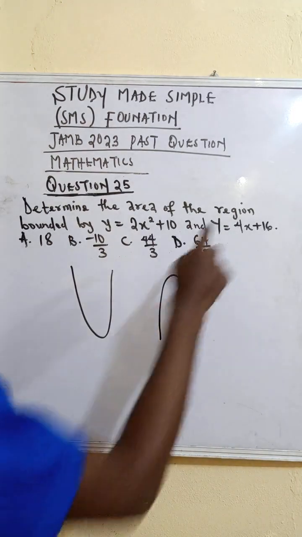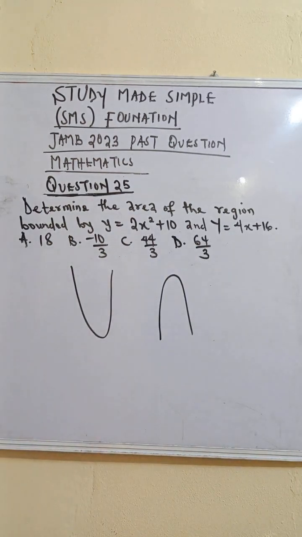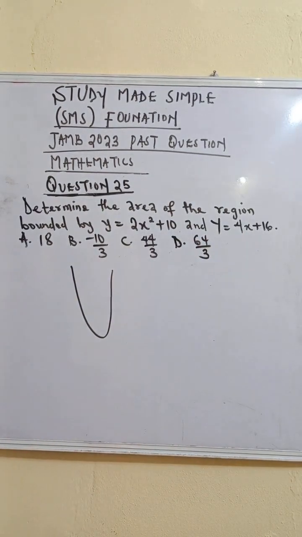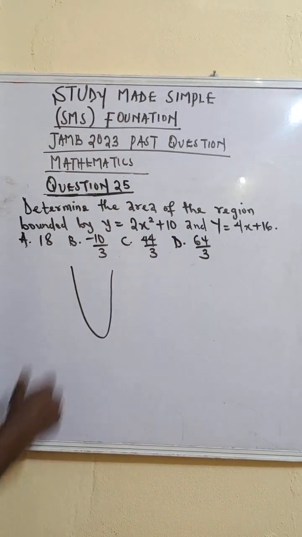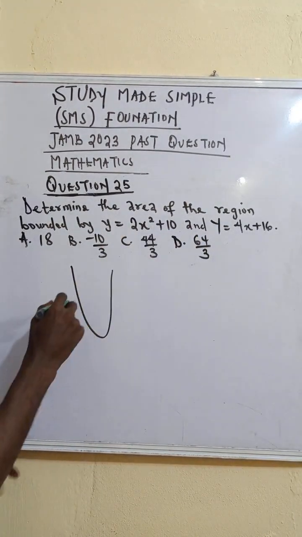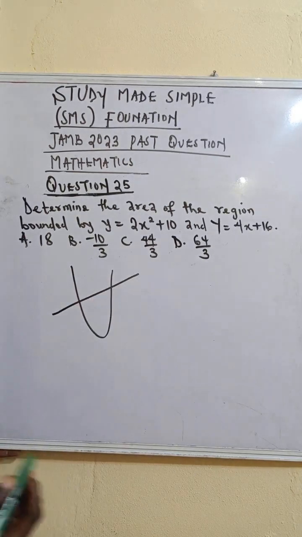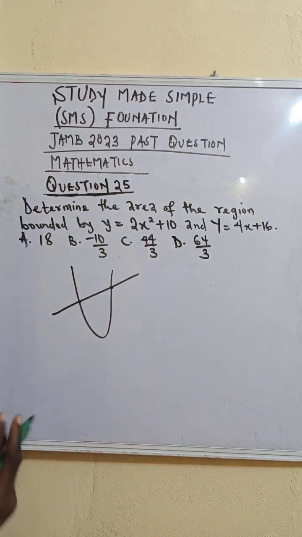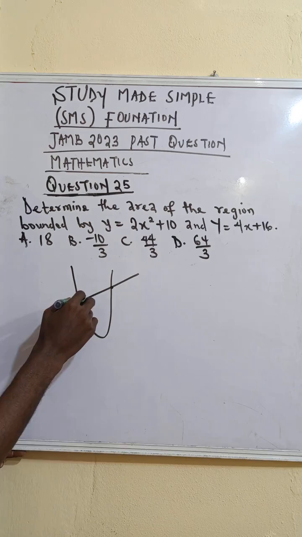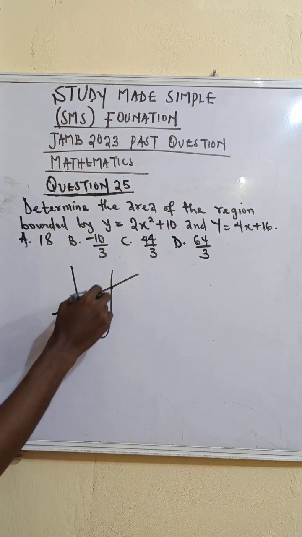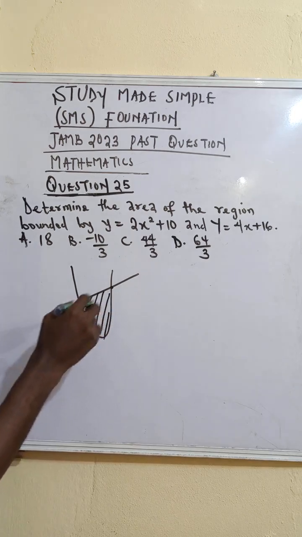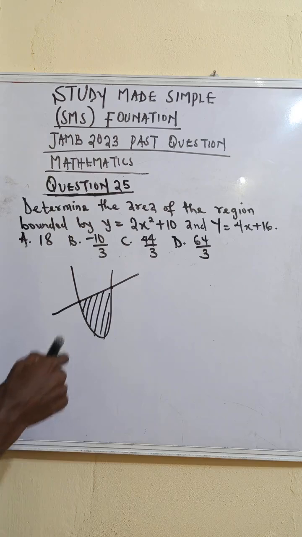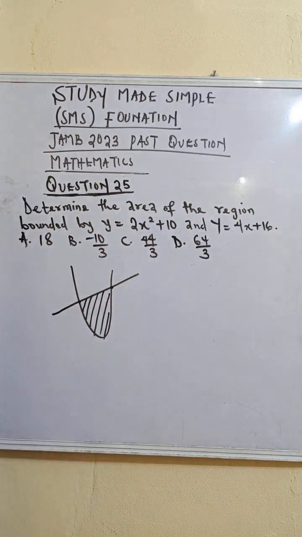Now, look at the second function. The second function is a linear function, meaning that it will give a straight line. And both of them will intersect at 2 points. So this is the point of intersection of the two. And you now observe that there is a region that is bounded between these two functions, the straight line and the curve. This region is what this question asks us to find.